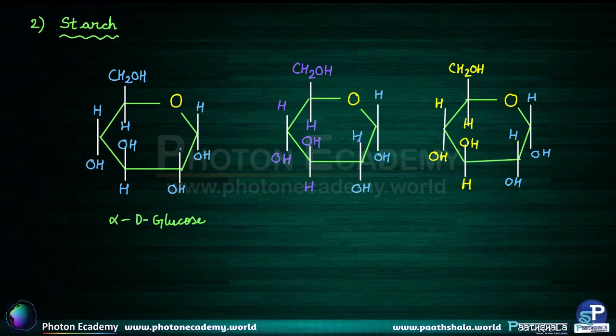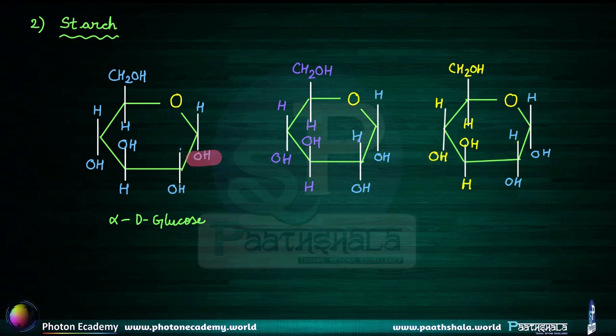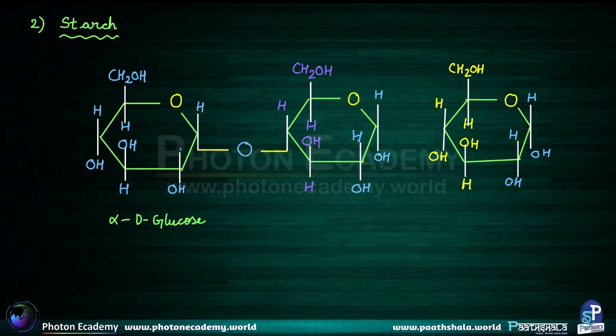So we'll be seeing a loss of OH and H, that is a water molecule, and the formation of a glycosidic linkage. So how is this glycosidic linkage formed? We remove them and we are only left with an oxygen over here. This will lead to the formation of an ether linkage, and this is how we form the glycosidic linkage. So it is between the first, this is second, third, fourth, and fifth respectively.